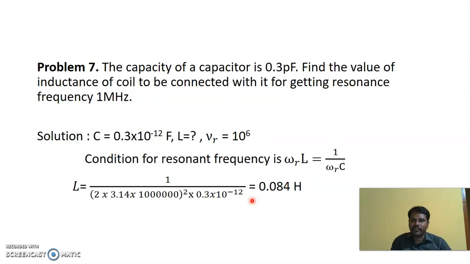Problem number 7. The capacity of a capacitor is 0.5 picofarad. Find the value of inductance of coil to be connected with it for getting a resonance frequency of 1 megahertz. So at resonance, the condition is omega L is equal to 1 over omega C. In this case, I need to find L. Substituting the value of 2 pi and frequency into C, which is 0.3 picofarad, that turns out to be 0.084 Henry.